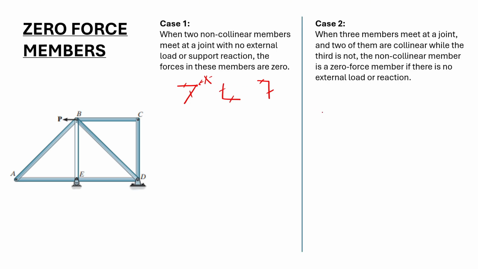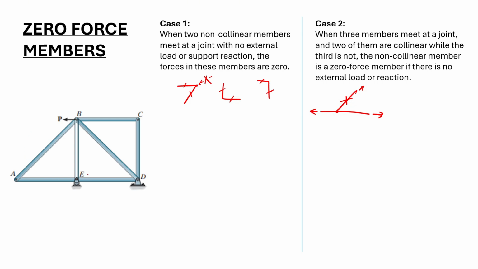Case 2: whenever there are three members meeting at a joint and two of the members are collinear while the third member is non-collinear, and there's no external load applied to that joint, then the third member that is non-collinear to the other two is a zero force member, meaning this member does not carry any loads.